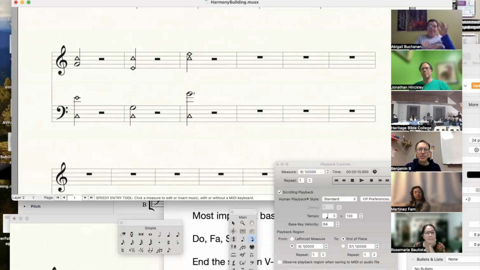Yes, Abigail? Yeah, so I have a question, which you're probably going to answer very soon, but if you wanted to keep going with that, couldn't you just put the so down an octave? Would that still fill out the chord? So let's take a look at that. First of all, let's use our other method, and then we'll look at that.